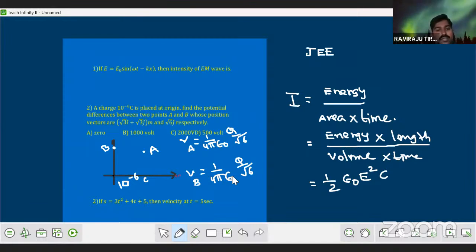So they are asking us to calculate the potential difference, I think. Then what is the potential difference? Both are at the same potentials only, no? Then what is the potential difference? It is simply 0 only. So the answer will be 0.